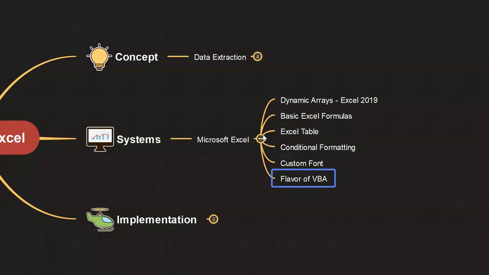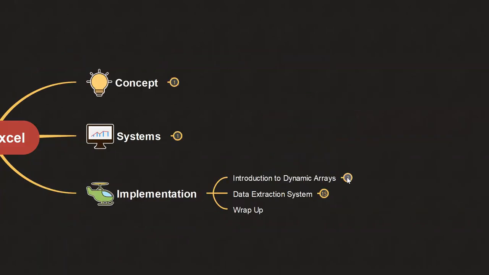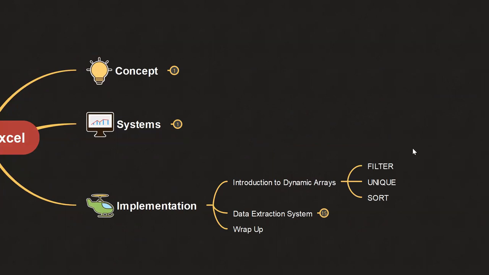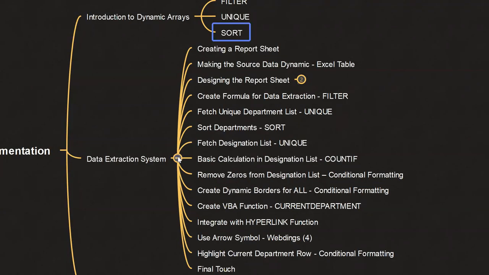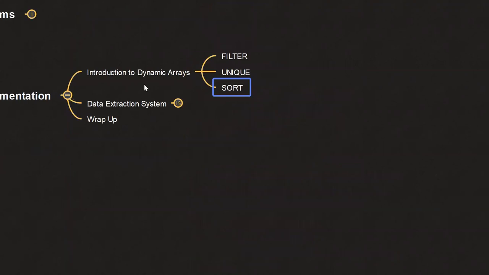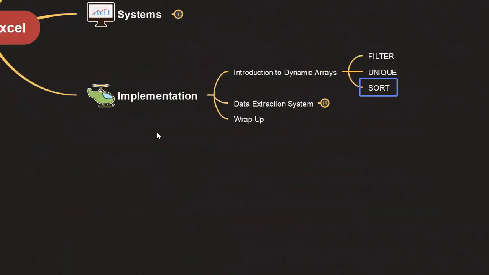Now let us understand the implementation part, the practical part, that is, what dynamic arrays basically are. All other things you have heard, but I'm not sure that you have heard about dynamic arrays or not. There are n number of dynamic arrays in Excel, but today we are going to understand three important ones: filter, unique, and sort. These have been available from the 2019 version. So let us close this first and start with the introduction to dynamic arrays. First we will understand how these three functions work in Excel and what the awesome features of these are.